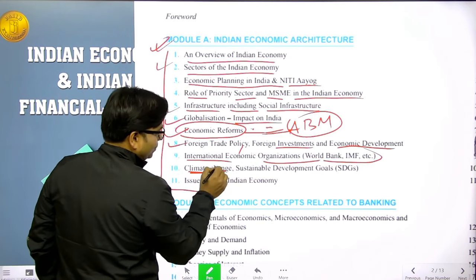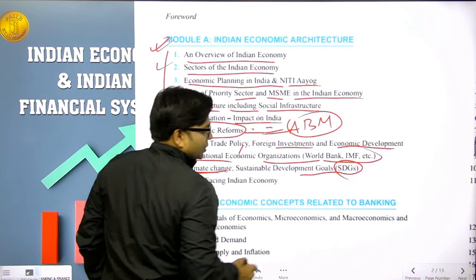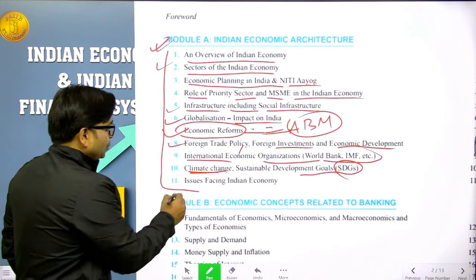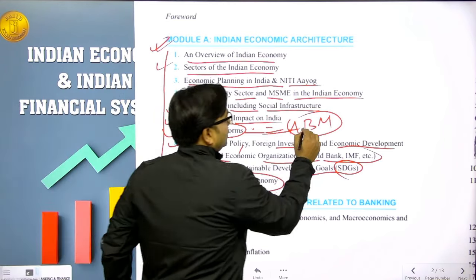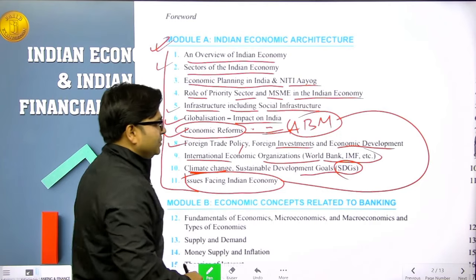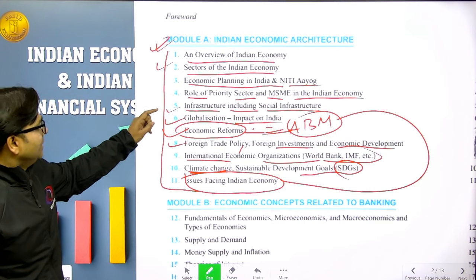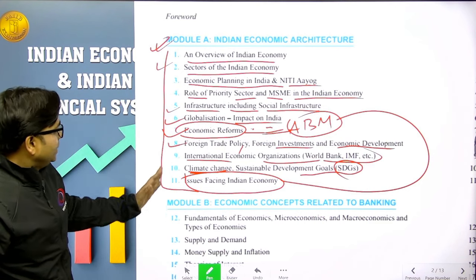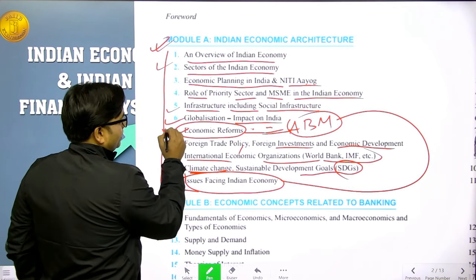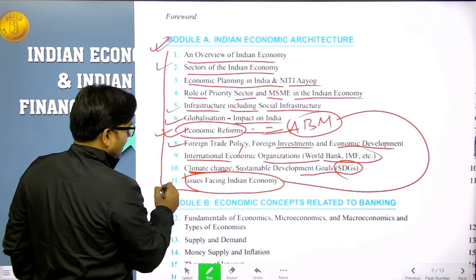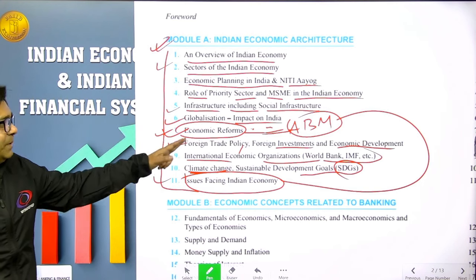Climate change, this is a new topic, I think. Sustainable Development Goals, SDGs, and issues facing the Indian economy. If you remember, this is also one of the chapters of Advanced Bank Management. So in Module A of Indian Economy and Indian Financial System, these are the topics. There are a total of 11 topics, in which, if you remember, two topics, economic reforms and issues facing the Indian economy, are chapters from Advanced Bank Management.